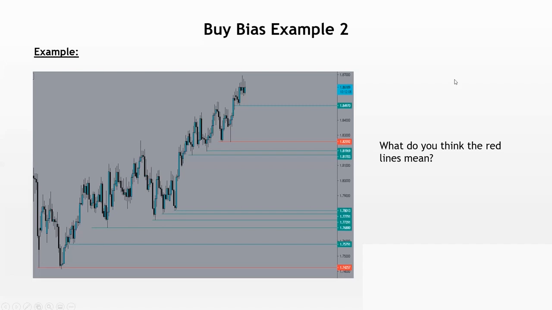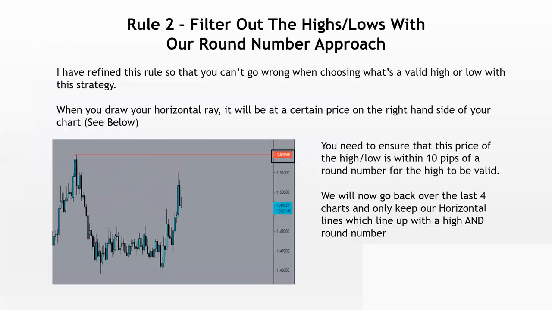Now you have all your levels drawn on your chart with the higher lows or lower highs, whatever you've decided to do. Let's look at what rule number 2 is. So rule number 2 now is to filter out the highs and the lows with our round number approach. I've refined this rule so that you can't go wrong when choosing what's a valid high or a valid low. So hopefully that helps you. So when you draw your horizontal ray, there will be a price on the right-hand side where your horizontal ray is, right? So you should all do that now.